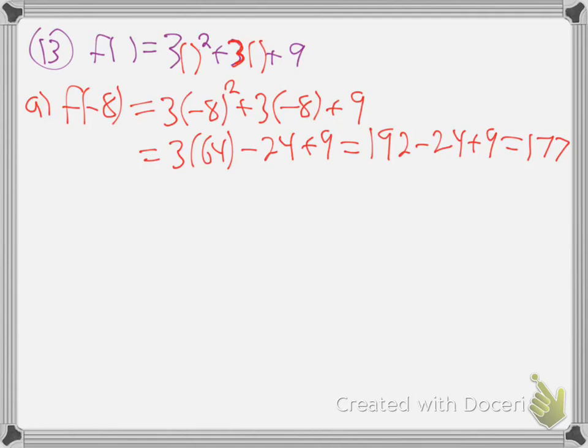That's just plugging in. Part B, plug in negative x. Negative, that would be positive. So we're just going to plug it into every slot. We're going to plug that negative x in every slot. So the first one will become positive, the one that's squared.